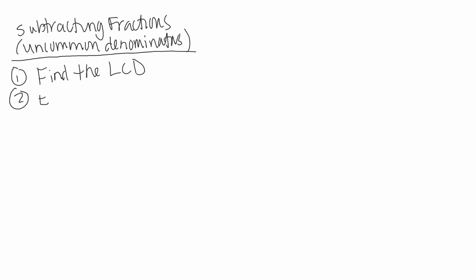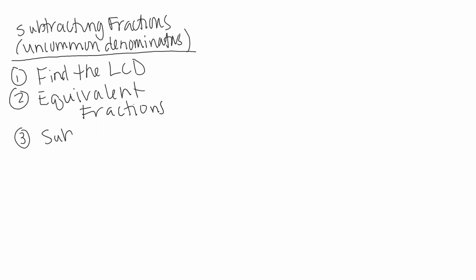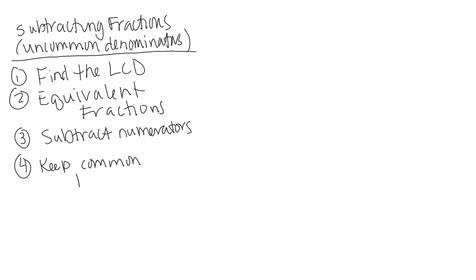Once you find the LCD, you want to get equivalent forms of all of your original fractions. So you want to rewrite your fractions so that the denominator is the LCD. You then subtract your numerators. And then we keep the common denominator. The final step is to simplify. That's kind of a big deal.